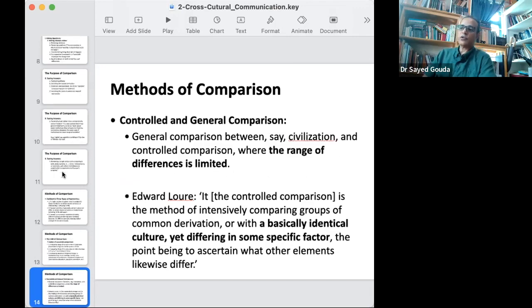There are also two types of comparison. One is called controlled comparison, and one is general comparison. The general comparison is like comparing two civilizations, for example. But in the limited or controlled comparison, the range of differences is limited. And here Edward Lure says, the controlled comparison is the method of intensively comparing groups of common derivation or with a basically identical culture, yet differing in some specific factor. The point being to ascertain what other elements likewise differ.